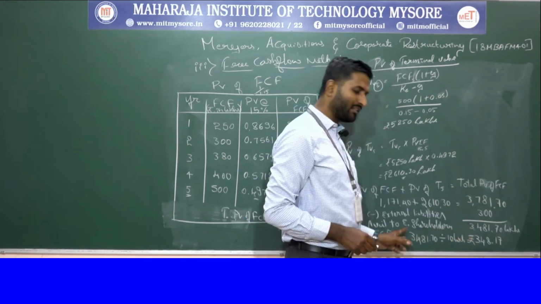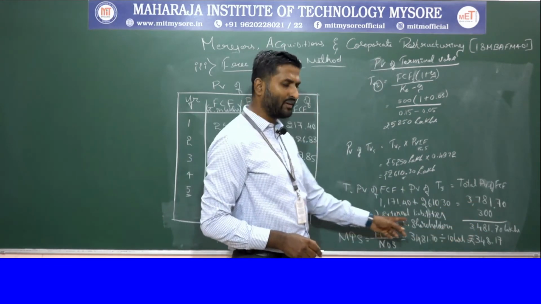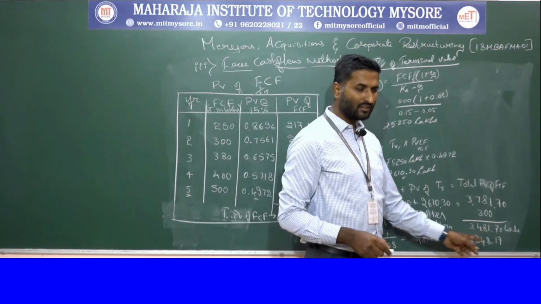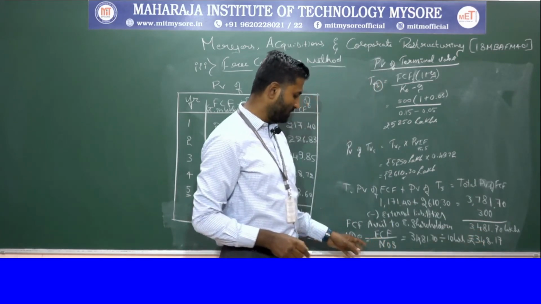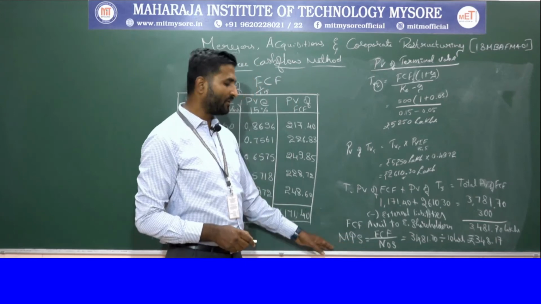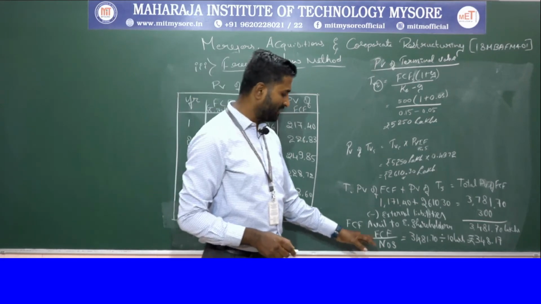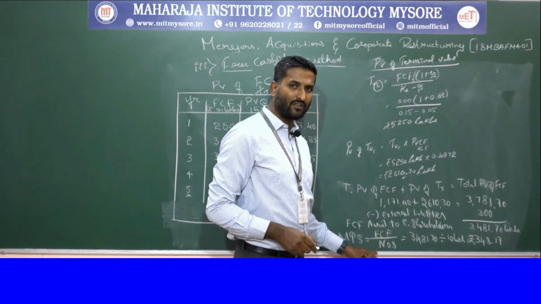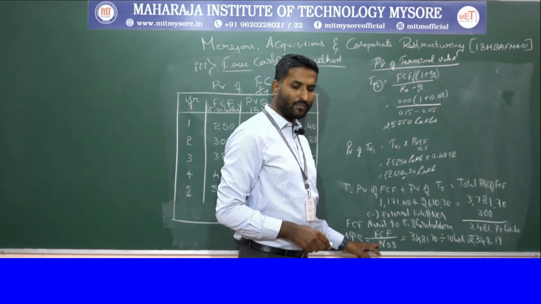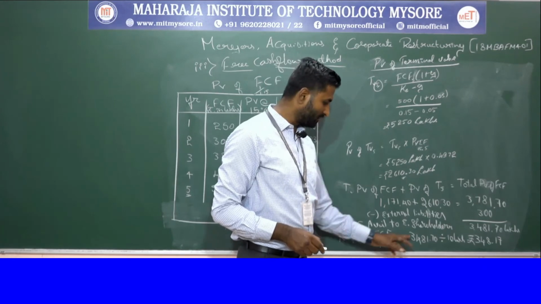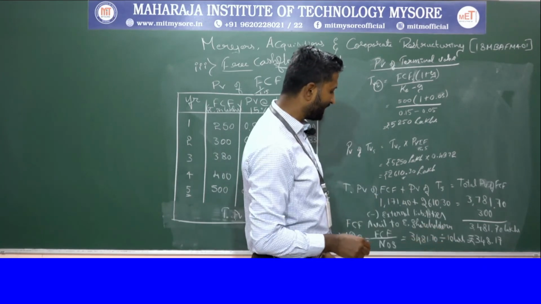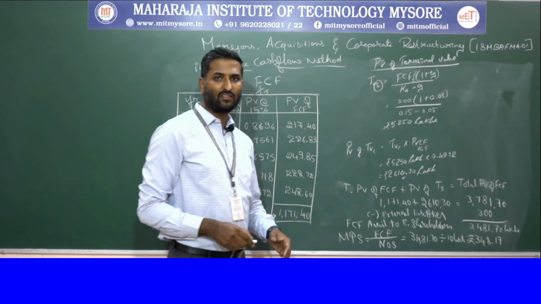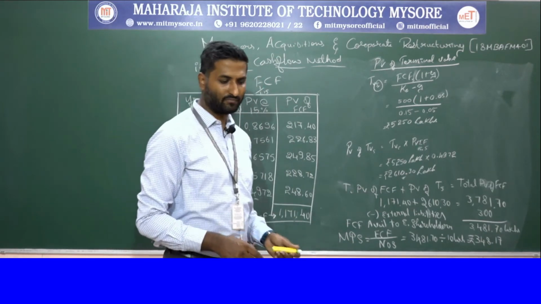Then we result with the profit available for equity shareholders, which is 3,481.70. Then we directly put the formula for MPS, market price per share. Whatever FCF we determined, we divide it by the number of shares. The number of shares given in the problem is 10 lakhs. So when we divide the FCF by 10 lakhs, we result with 348.17.